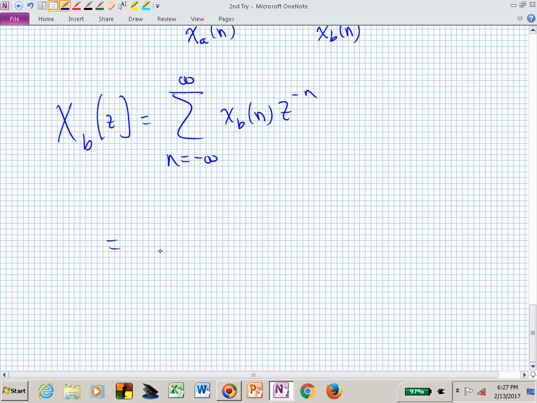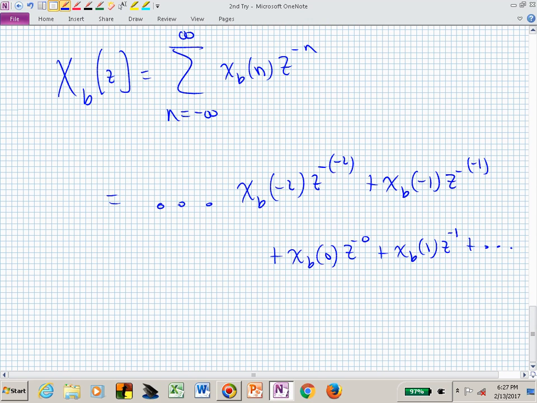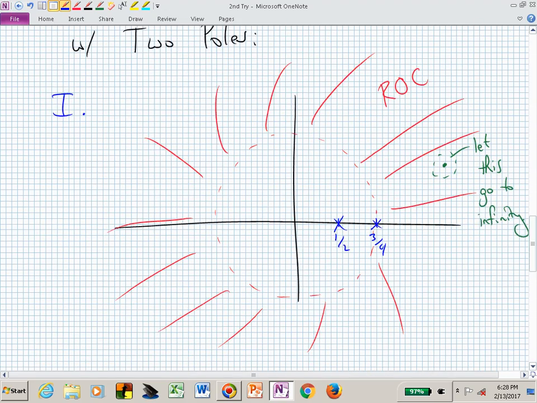This is now coming up from negative values of little n, and let's just say it's x sub b of minus 2, z to the minus 2, plus x sub b of minus 1, z to the minus 1, plus x sub b of 0, z to the minus 0, x sub b of 1, z to the minus 1, etc. Now, we want this expression to be bounded or well behaved for all points in this shaded red region. And now let's examine what happens for that green point.